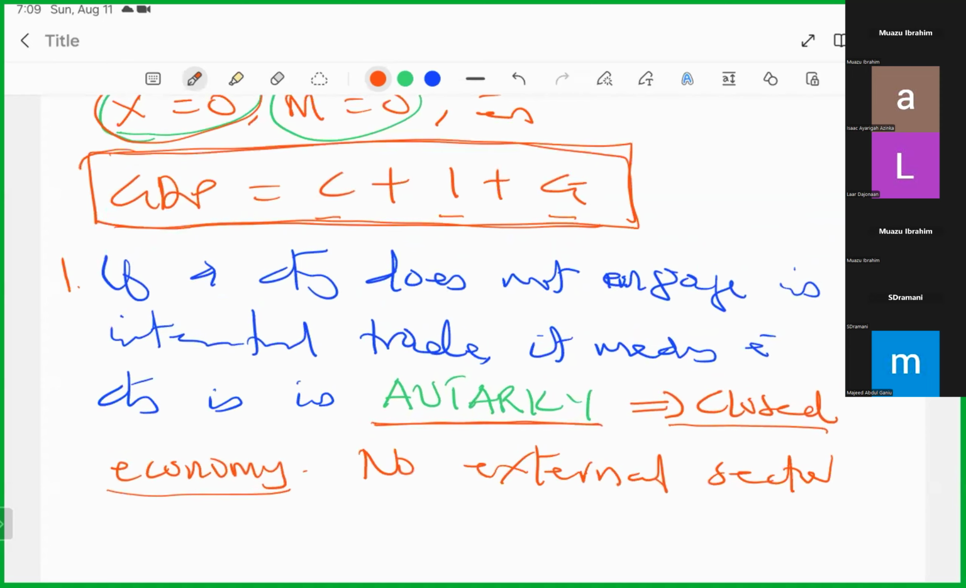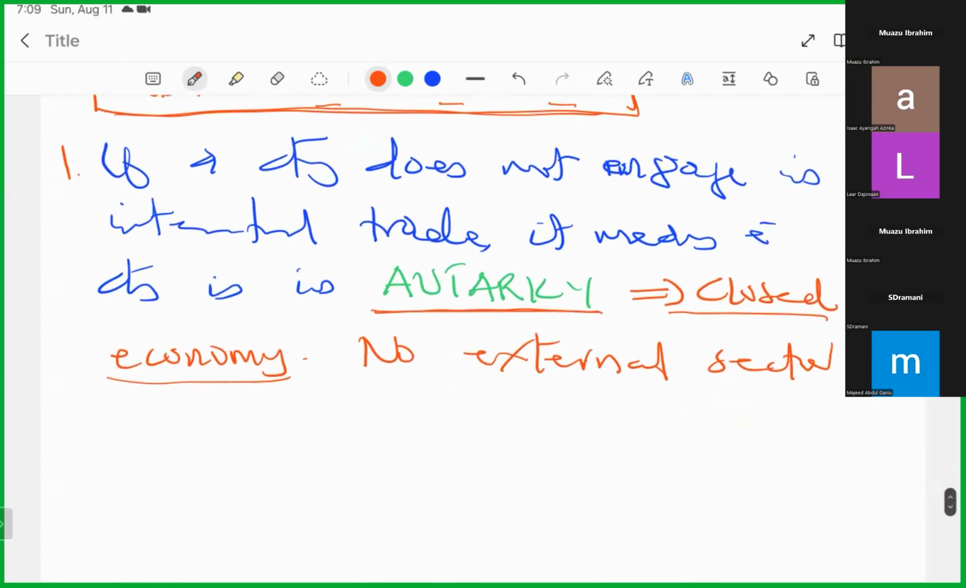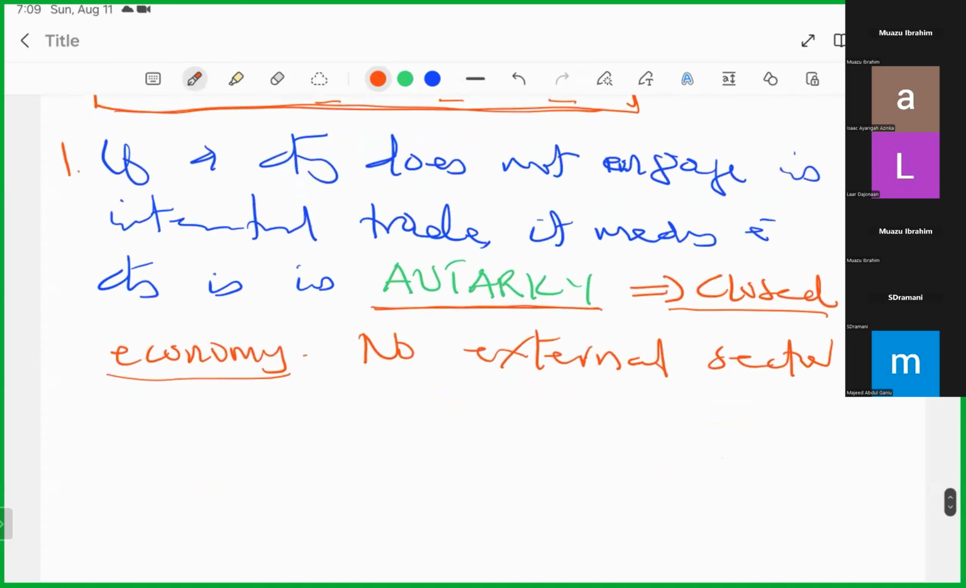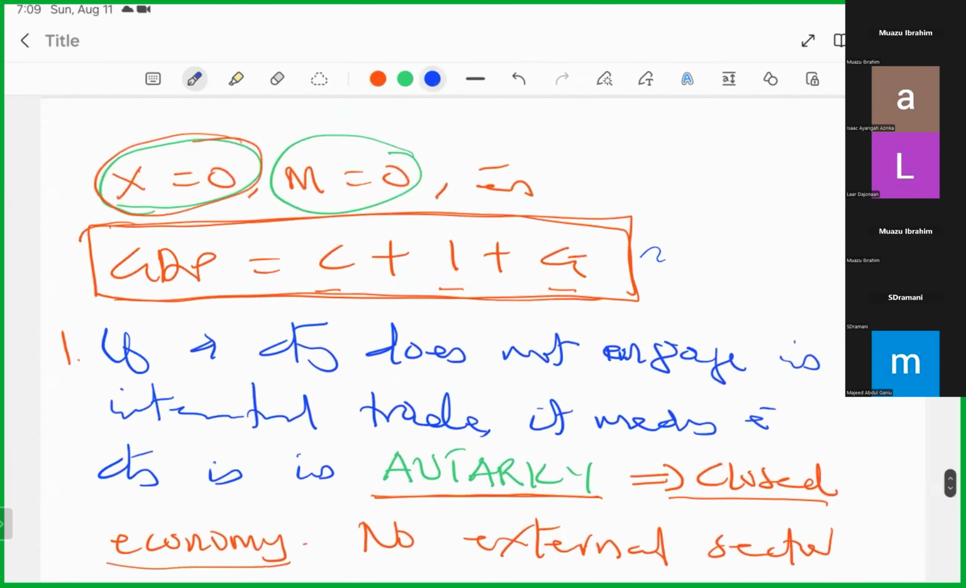And if the country engages in international trade, then we will have the GDP of an open economy. And by being an open economy, we will have exports, and then we will also have imports. In other words, we will have the external sector as part of the GDP. So this is the GDP of a closed economy.